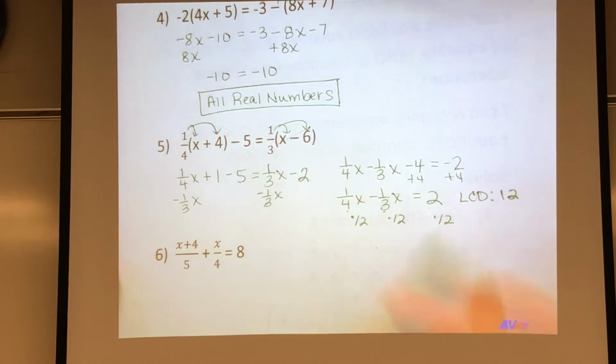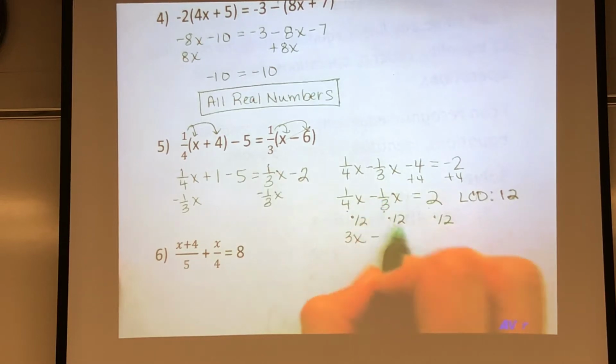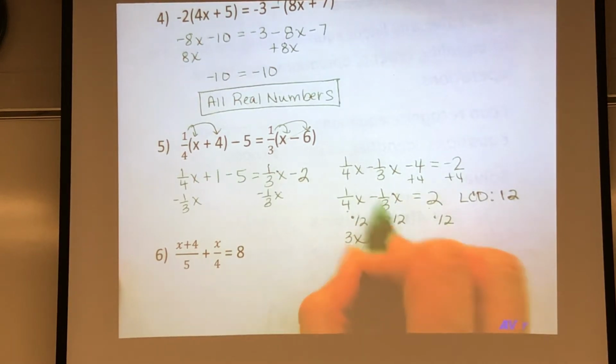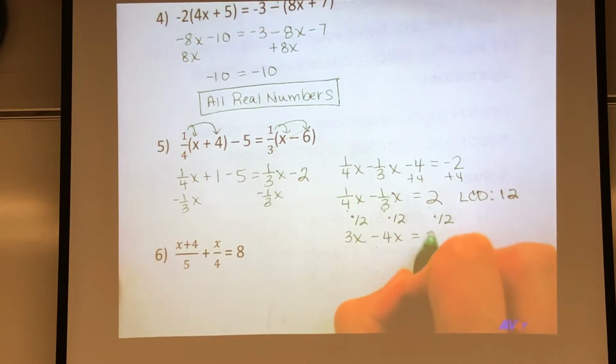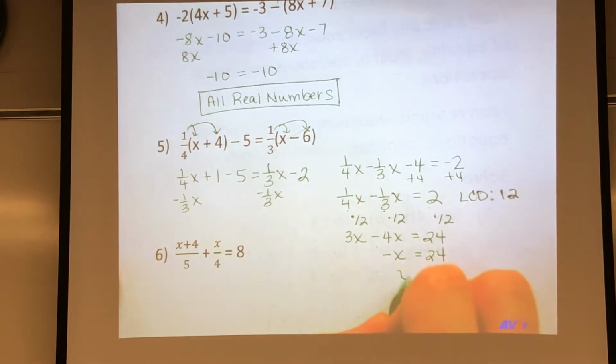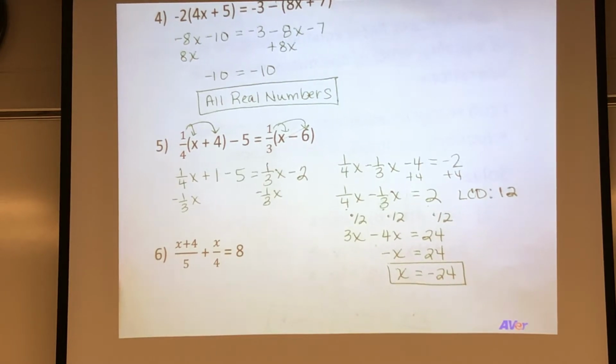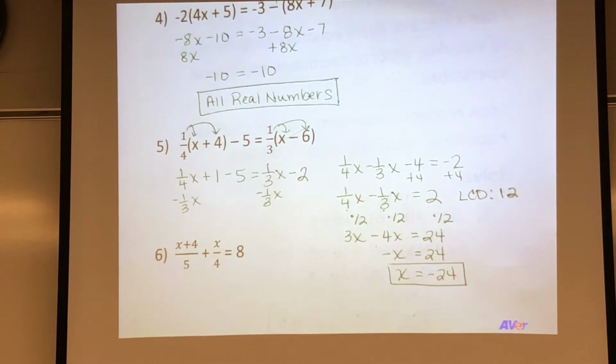So 1/4 times 12 is 3x. That's 12 divided by 4. Negative 1/3 times 12 is negative 4x. 12 divided by negative 3. And 2 times 12 is 24. 3x minus 4x is negative 1x. And then to get the x by itself, divide by negative 1, so x equals negative 24. Now, if instead you got the common denominator, that's fine too. We'll work through problems later doing it that way as well.